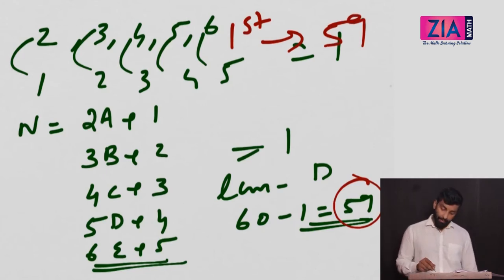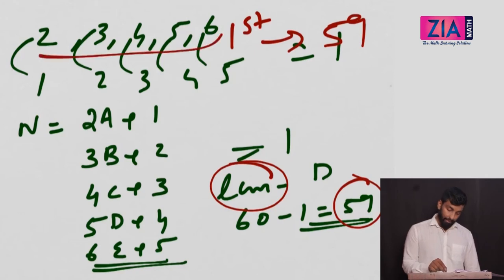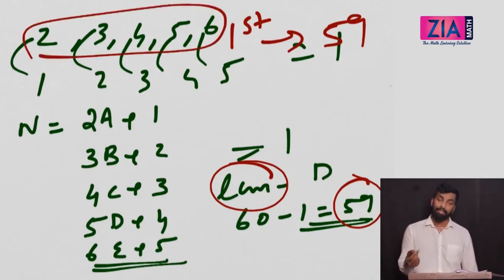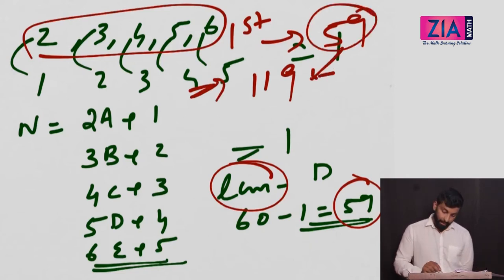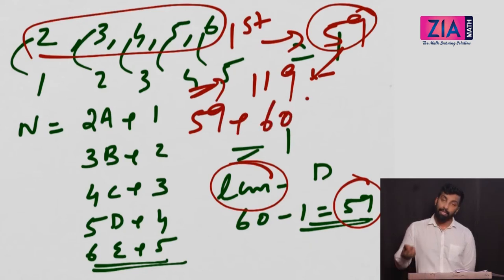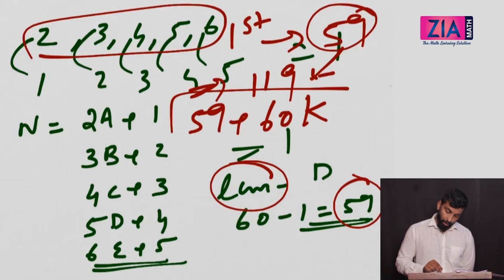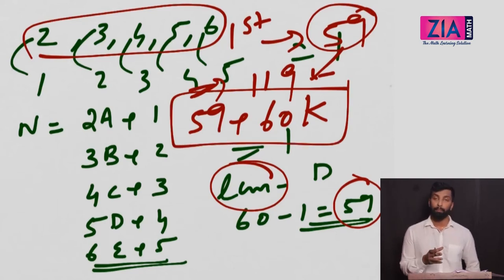You add the LCM of the divisors 2, 3, 4, 5, 6 to the first number. That means you will add 60, you get 119. Okay, so the first number you got is 59, then you add the LCM. So basically 59 plus 60 you added, for the next number you add 60 again. That means you are going to get a series, right?